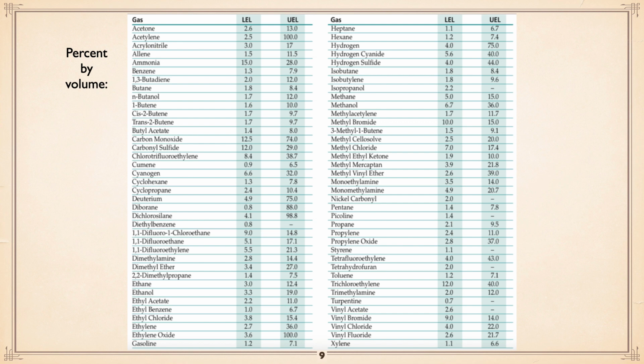You notice with acetylene, and these are in percentages, the lower explosive limit is 2.5%. The upper explosive limit is 100%. In other words, you cannot get it too rich to not ignite. So virtually an extremely broad range.